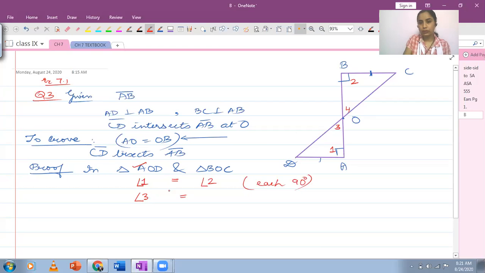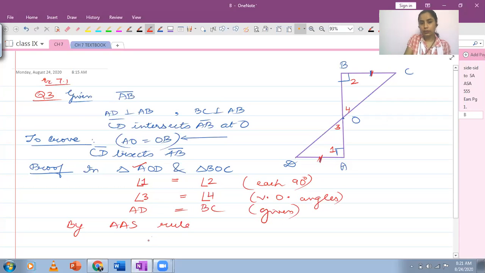The second thing that I have is angle 3 of the first triangle, as you can see in the figure, is equal to angle 4 of the second triangle. They are vertically opposite angles. And then finally, I have the perpendiculars which are equal. AD in the first triangle is equal to BC or CB in the second triangle. This is given to me. And the rule that I'm going to use here is angle angle side. This will give me the triangles to be congruent.